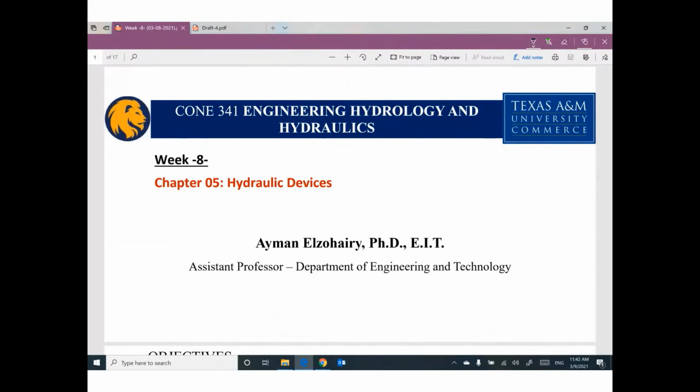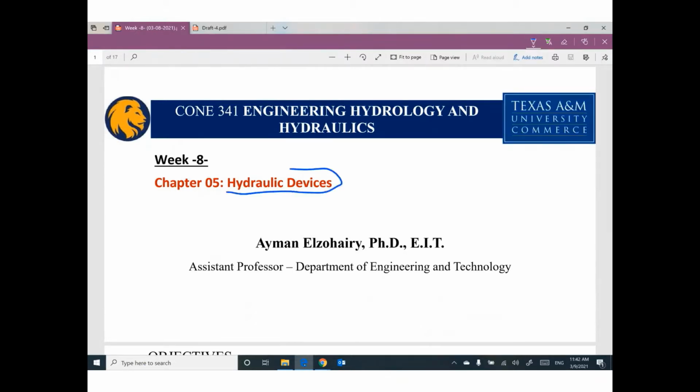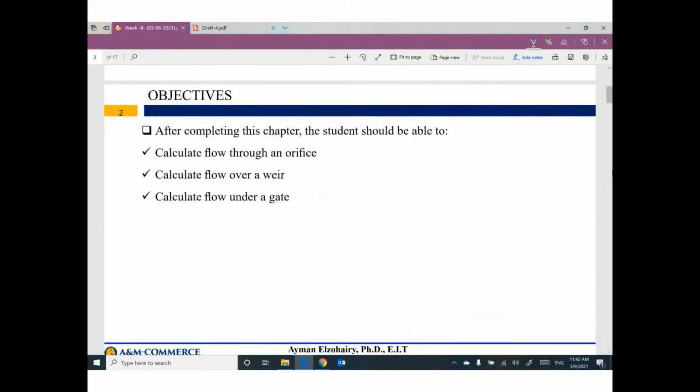Our topic today is a piece of cake, just for fun. We have something called hydraulic devices. We need to learn how we can estimate the discharge. The first one is called orifice, the second one weir, the third one gate. After completing this chapter, we can calculate the flow discharge Q through orifice, through weir, through or under gate.